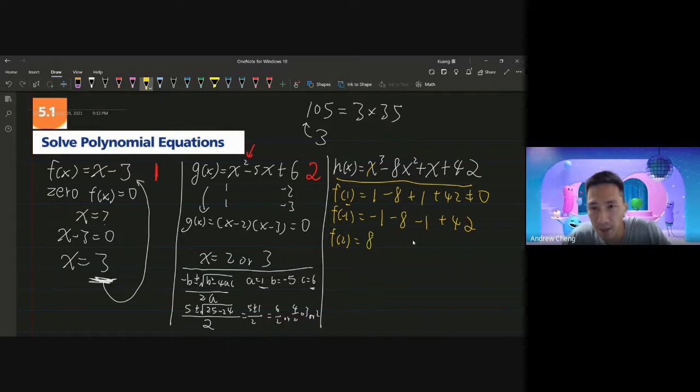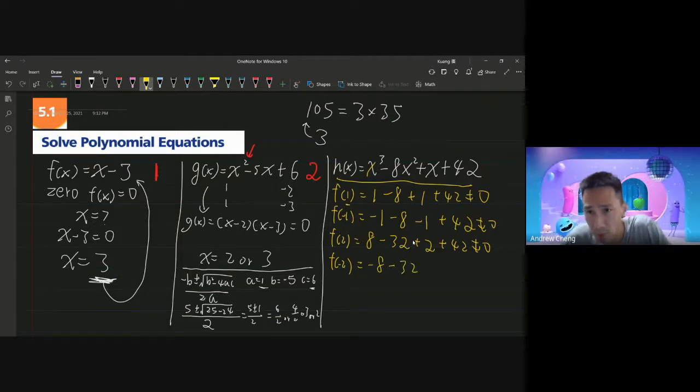And I will try 2. That will be 8 minus 32, and then plus 2 plus 42. It's not equal to 0. Right? We'll keep trying. Let's try negative 2. So that'll be negative 8 minus 32, and then negative 2 plus 42. Okay, I got it. This equals 0.